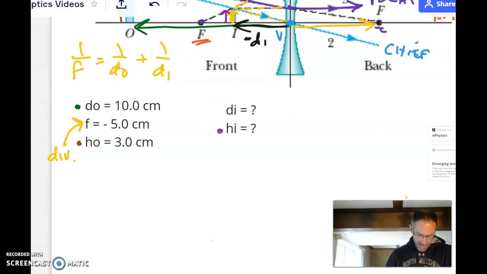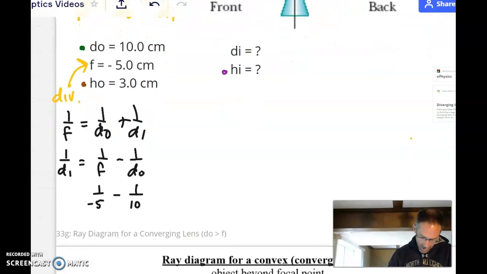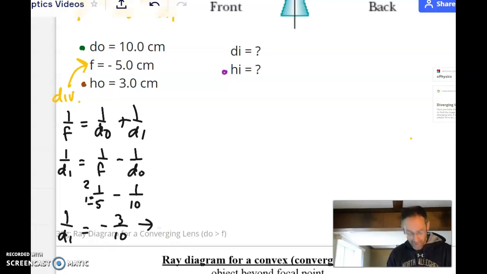All right, so let's solve for the DI first. 1 over the focal length equals 1 over DO plus 1 over DI, and I'm going to rewrite this as 1 over DI is 1 over focal length minus 1 over DO. So how about 1 over -5 minus 1 over 10, +10. The negative comes from the equation, from the algebra. That 10 was positive, and so that's -2/10 and -1/10. 1 over DI is -3/10. Don't forget to take the reciprocal at the end.